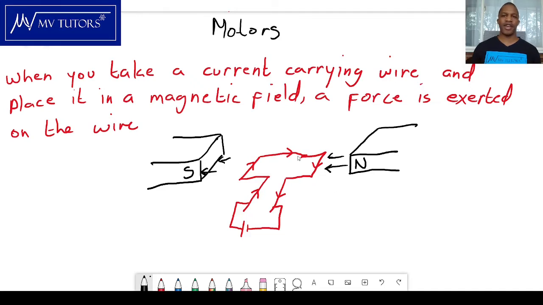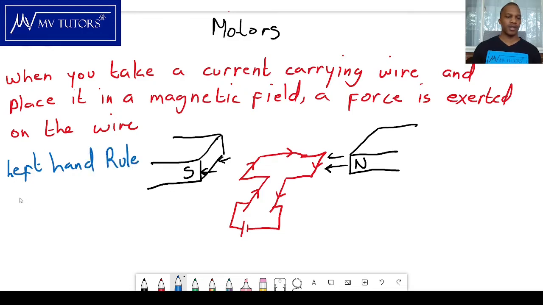Now a force is exerted, which means this wire is going to start moving. Either it's going to move clockwise or anti-clockwise, meaning either it's going to move up or down. Now how do we determine this? We use what is called the left hand rule.